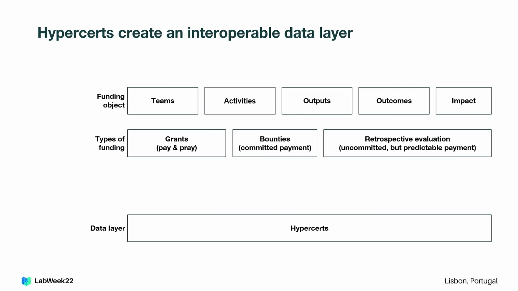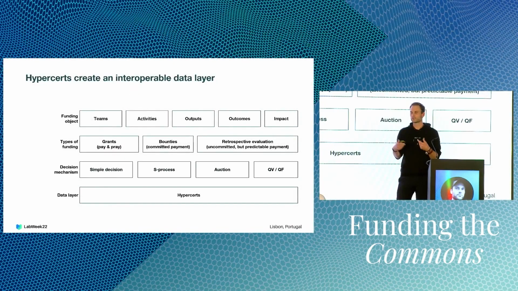So there are different conditions under which different types of funding are actually applicable and most optimal. And then hypercerts also potentially enables more experimentation with different decision mechanisms, how we actually distribute the funding. It doesn't matter what types of funding, there are always decision mechanisms that we use. And I think there are many more than the four that are listed here.